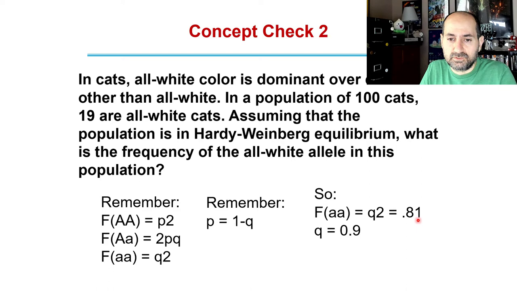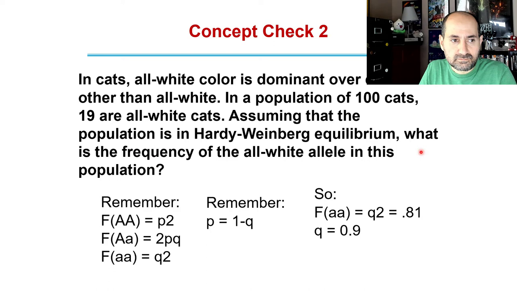So if q squared is 0.81, then q is the square root of 0.81, which is 0.9. Does that make sense? 0.9 is your q. That's the frequency of the non-white allele in this population. Does that make sense? So what's your p then? That's what this question is asking you.